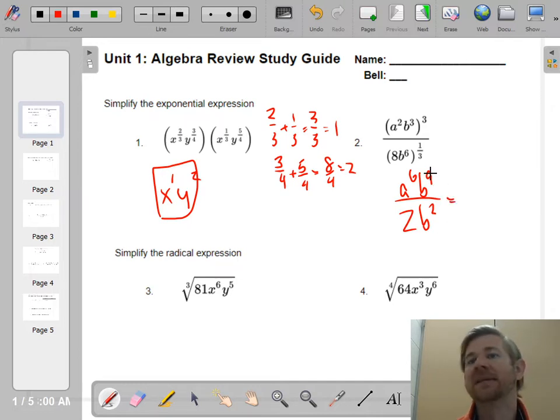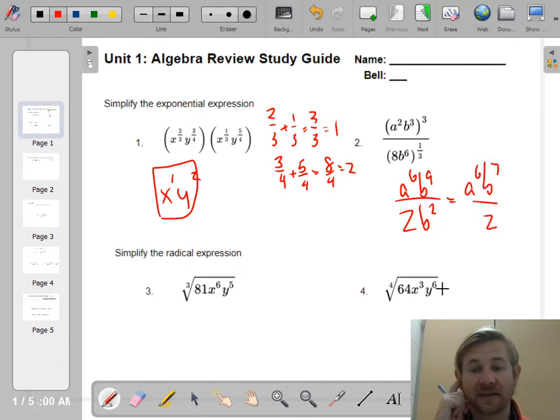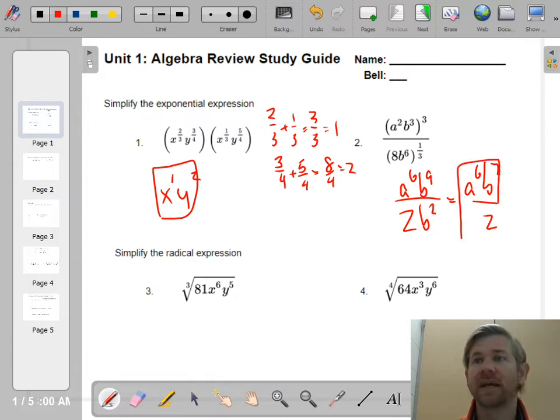Now, if there's 9 b's in the top and 2 in the bottom, you can cross 2 of them out. And that will then be b to the 7th in the top, and the 2 is the only thing that's left in the denominator. So a to the 6th, b to the 7th over 2.